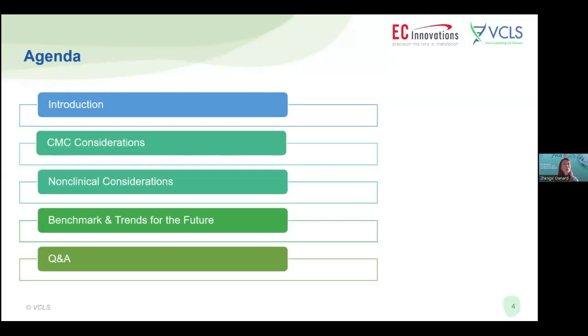We will first talk about the definitions and the types of gene therapies, and also give you some examples. And then Jennifer and Carlo will discuss CMC and non-clinical considerations, challenges, and they will also try to provide you some suggestions, insights on how to overcome these challenges. And finally, some benchmarks and trends for the future, followed by Q&A.